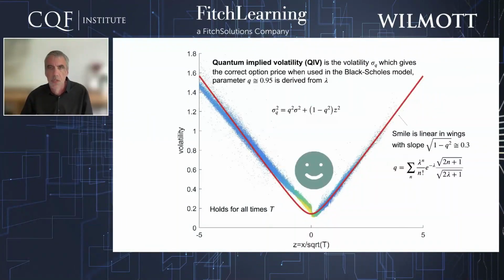The quantum implied volatility is the volatility which gives the correct option price when used in the Black-Scholes model, assuming that quantum distribution. So you have this parameter Q, which you can derive from theory, that it should be about 0.95. And here the smile is linear in the wings with a slope about equal to 0.3. This holds for all times t.